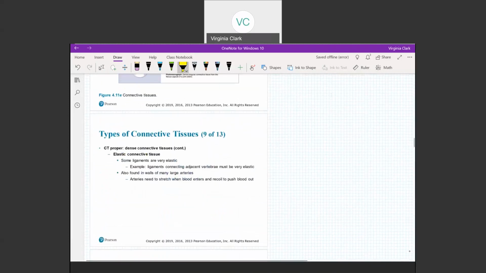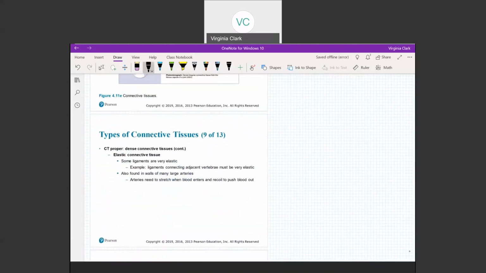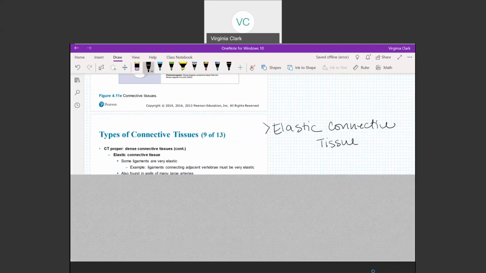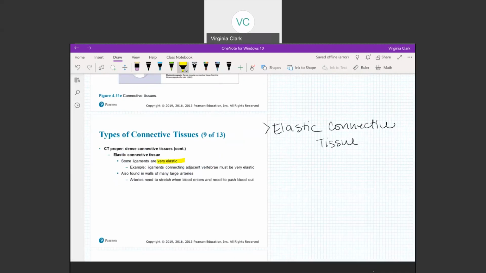So another type of dense connective tissue is going to be elastic connective tissue. And with this elastic connective tissue, the ligaments are going to be very, very elastic. So it's going to almost be a stretch for these. And then you're going to find these wherever you are going to have walls or things that need to expand. So an example of this as a location. So your function is going to be elastic. And the location of this is going to be in your arteries.